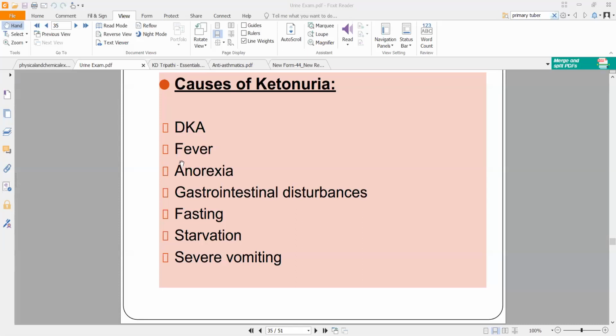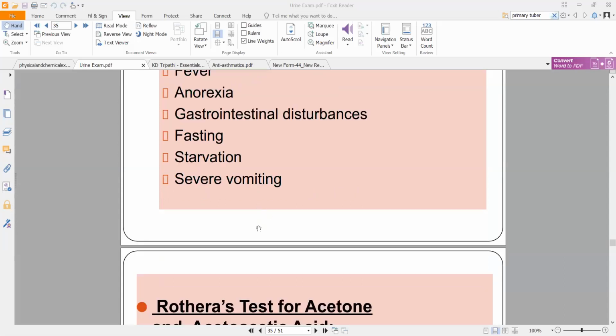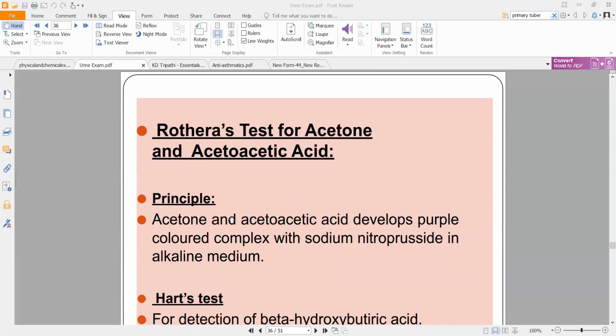Another way is through fever. In case someone has fever, that can cause ketonuria, or anorexia if someone is not eating properly, or someone has eating disorders, or any gastrointestinal disturbances. In all of these, one way or the other, fatty acids are getting oxidized and they will form into ketones, right? Either it is fasting or starvation, or if someone is having severe vomiting, all of these will lead to ketonuria, right? So the amount of ketones in urine will increase. How do you test for this? It is Rothera's test.